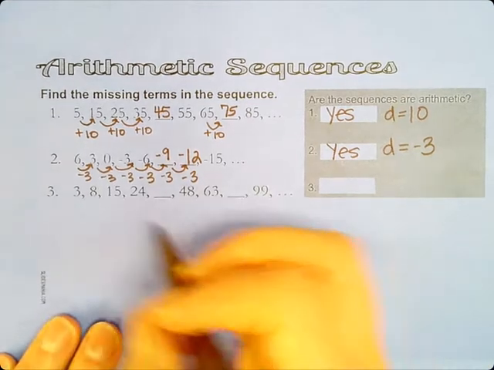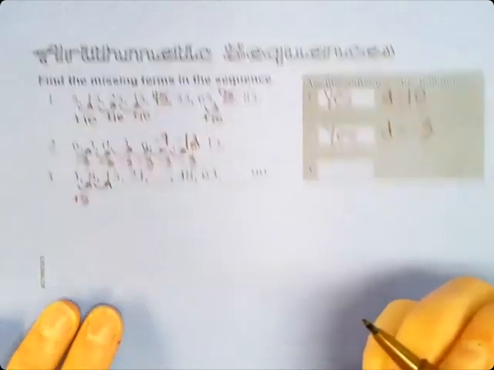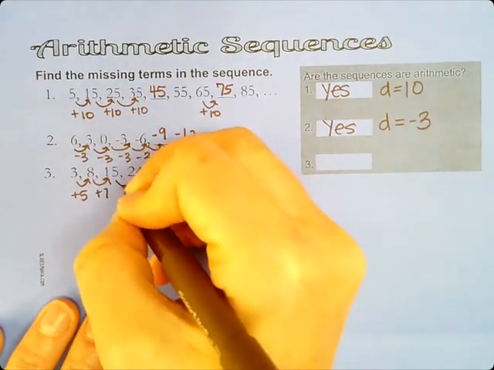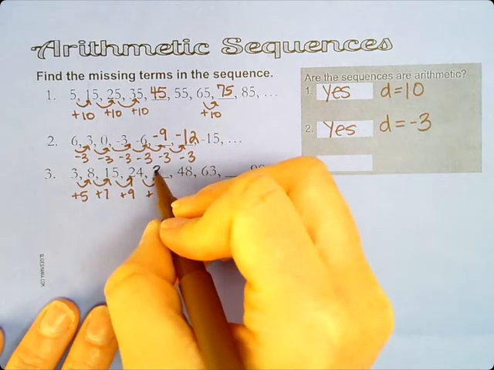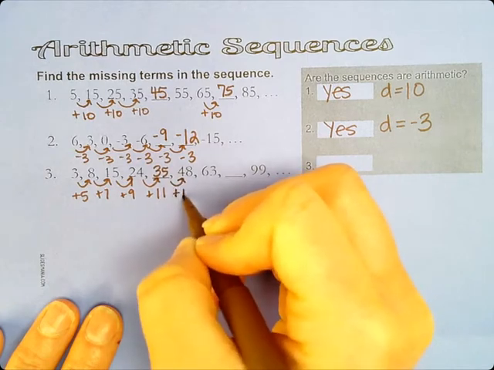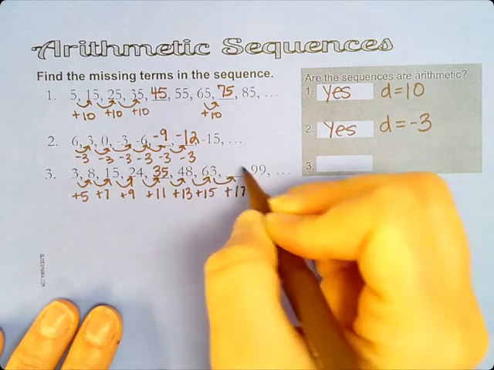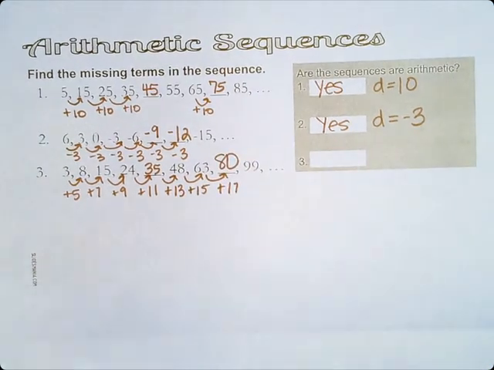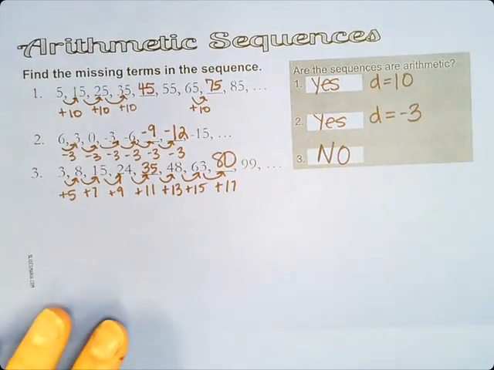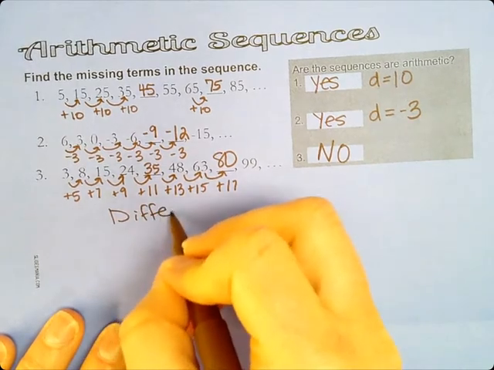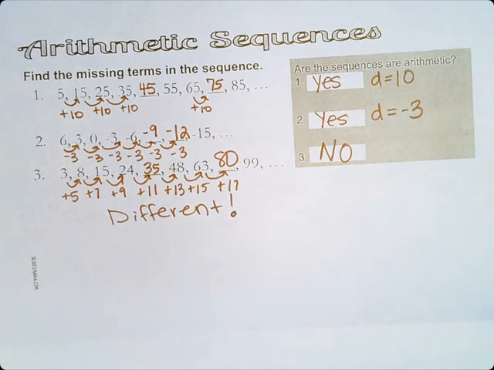Okay, this last one, what is that? Plus 5. Is this also plus 5? No, plus 7. Plus 9. Plus 11. What is this? 35. And then plus 13. Plus 15. Plus 17. So is this arithmetic? No, we don't have the same common difference. It's different. It doesn't have a common difference.